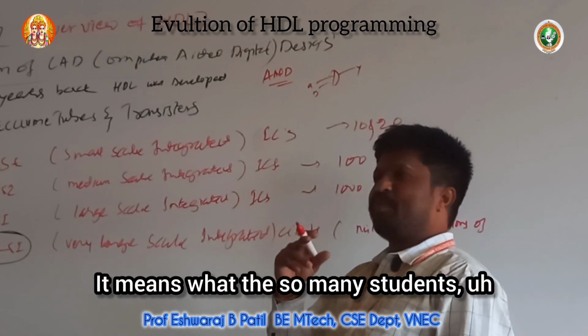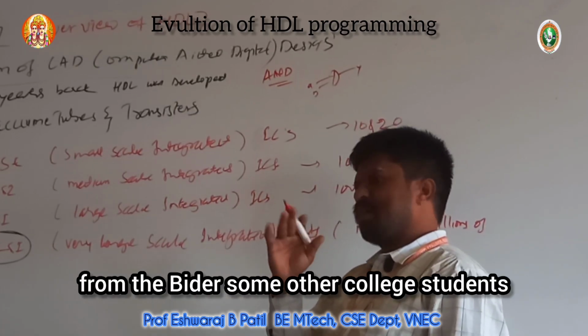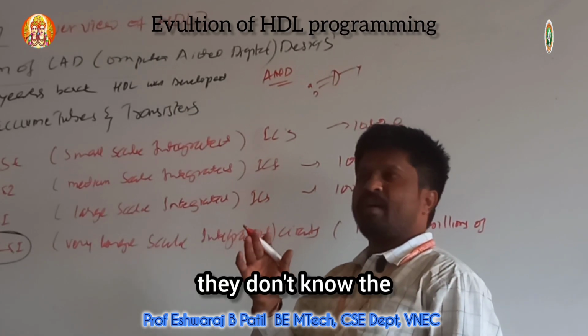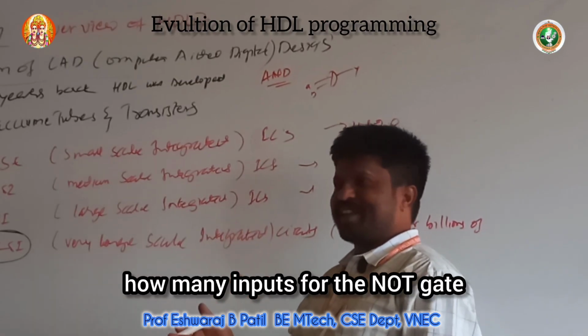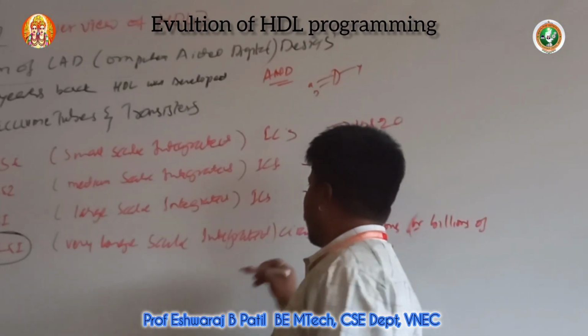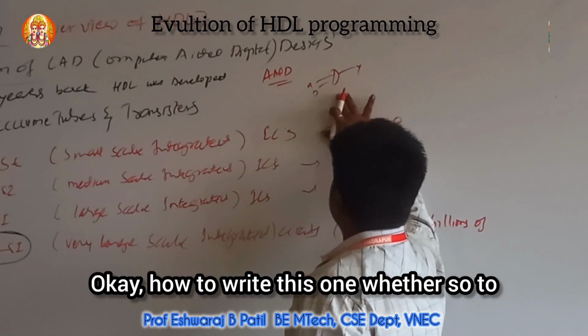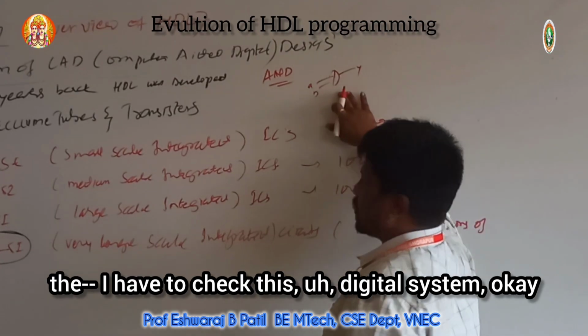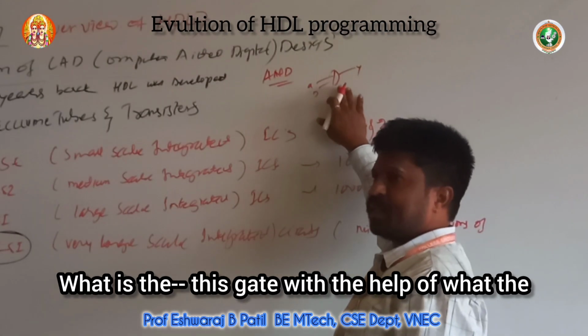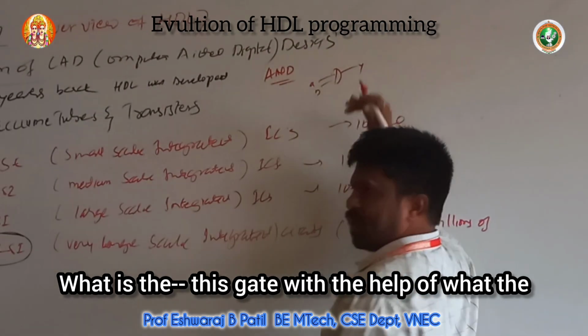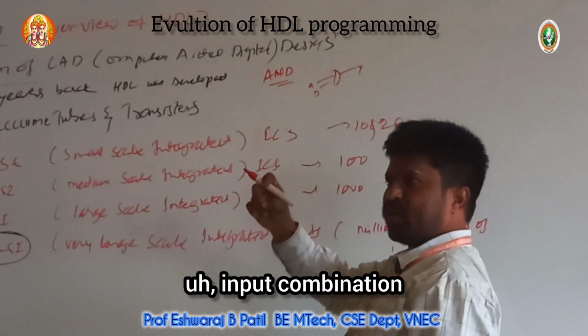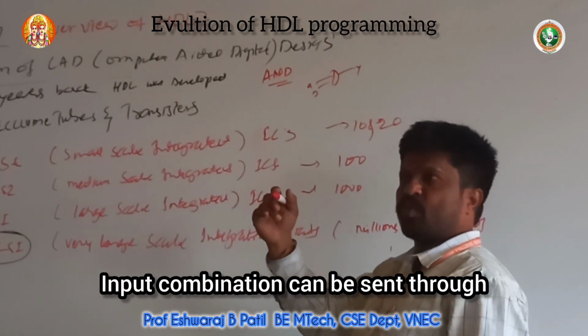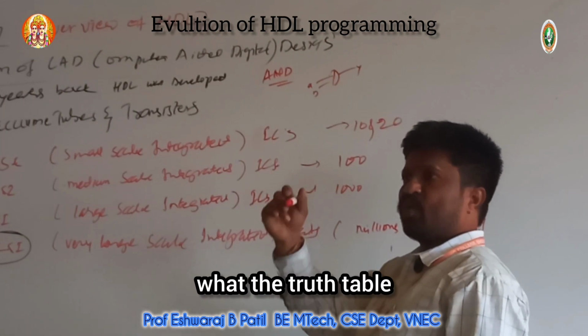It means that many students from Bidar and some other colleges don't know how many inputs the NOT gate has. How do we write this? We have to check this digital system. With the help of the input combinations for this gate, what do we use? The input combinations can be sent through what we call the truth table.